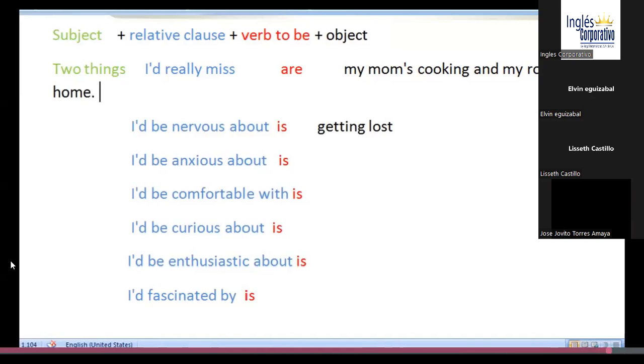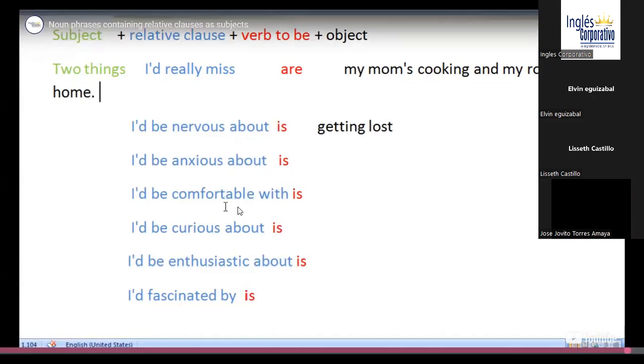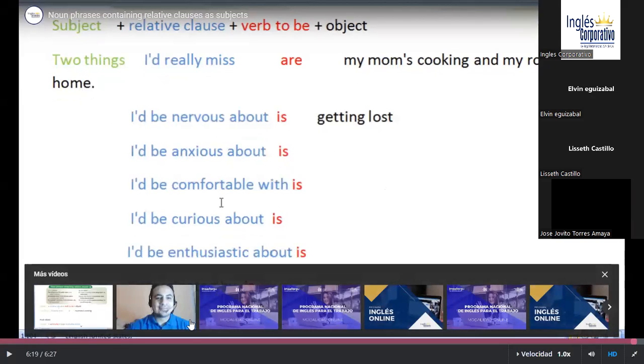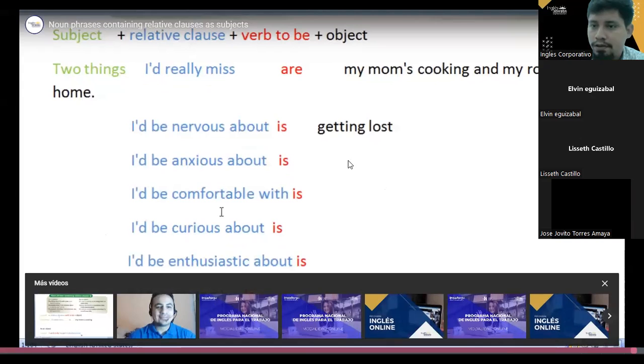So what I would like for you to do now is to practice this concept, but now answer this in your own way. So what would you be nervous about? What would you be anxious about? What would you be comfortable with? And try to give as many. Okay, we're going to stop there because we are going to work on the activity first.